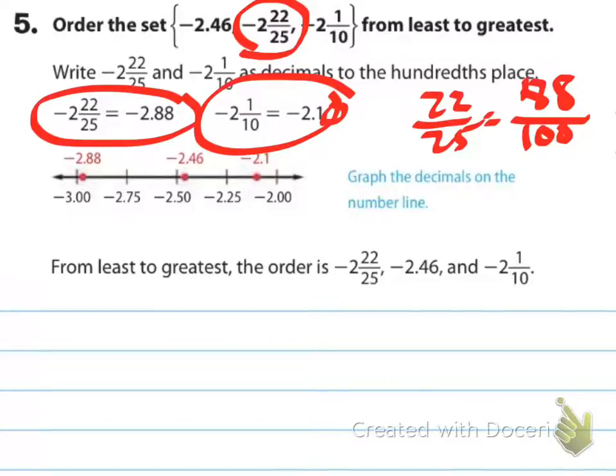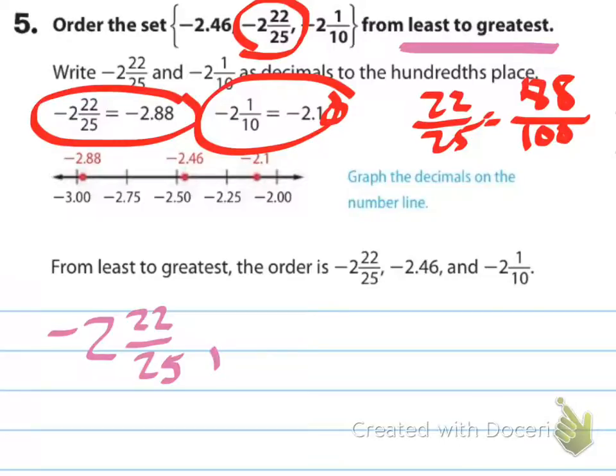It's all in negative world, so the bigger it is, the smaller it really is. So going from least to greatest, let's make sure we always read our directions. Least to greatest starts with the biggest number, so that's my $2.88, so my negative 2 and 22/25ths. Notice I'm going back to the original form, not the one that I changed it to, because I don't know what negative 2.88 is. I gave you negative 2 and 22/25ths.